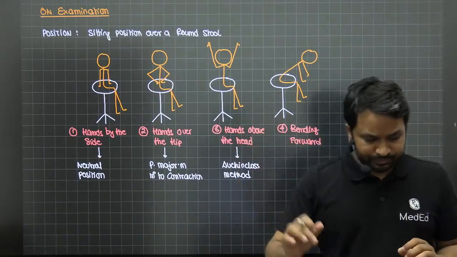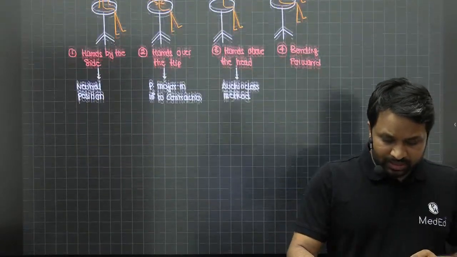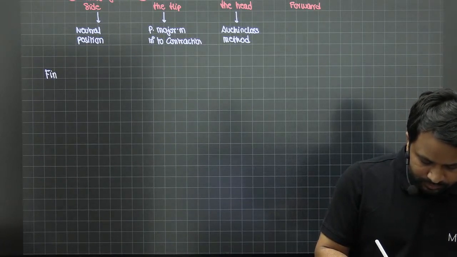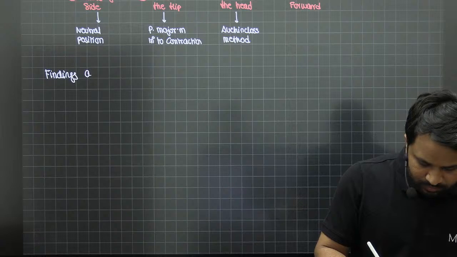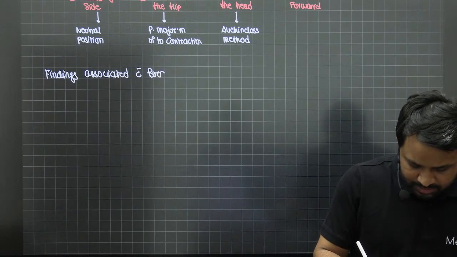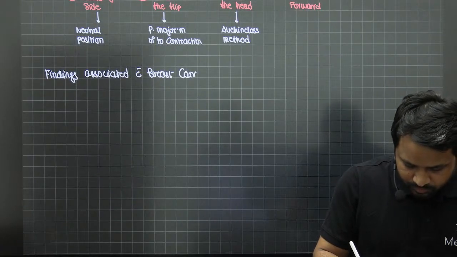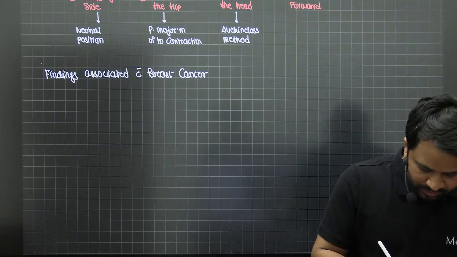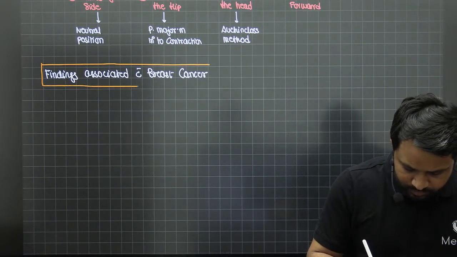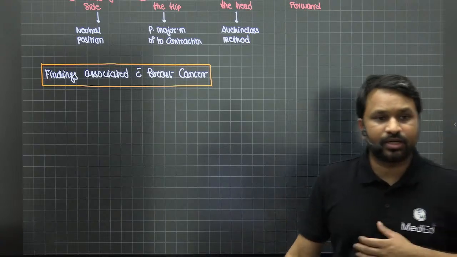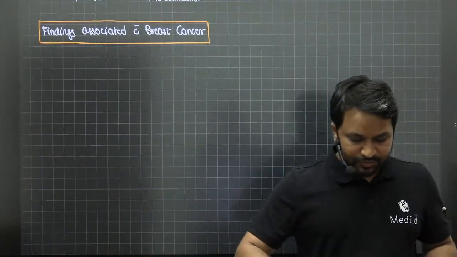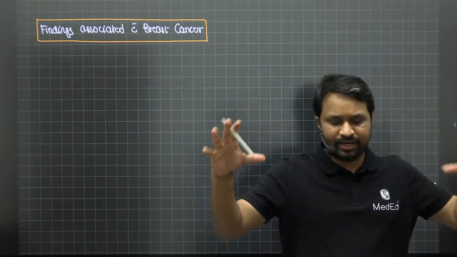So once you have examined it, now what are the findings that you have? Right? So findings associated with breast cancer. So what are the findings associated with breast cancer? So the first thing, we start from the center to periphery, we'll analyze everything.